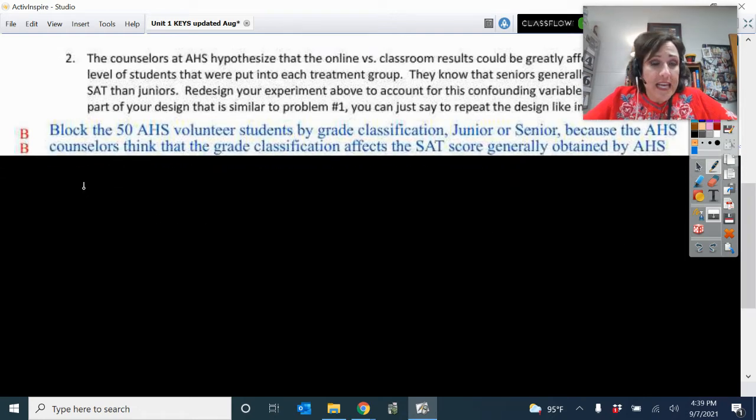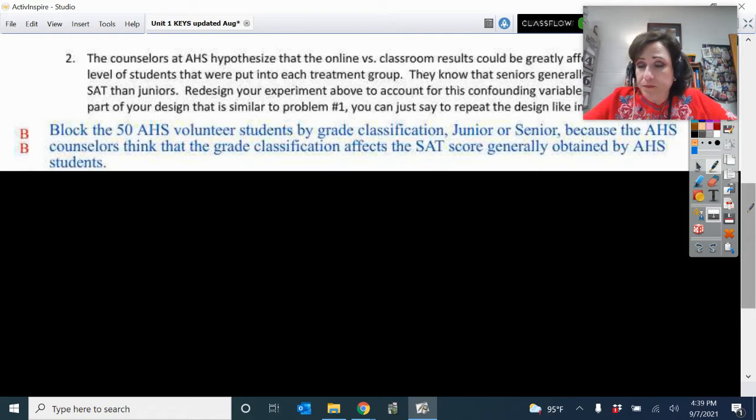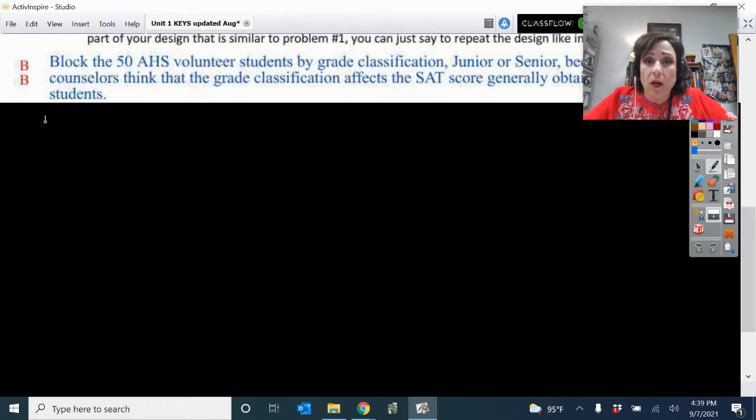So we're going to start this off by saying block the 50 AHS volunteer students by grade classification, junior or senior. Specifically state how you're blocking them. Don't just say block by grade classification, junior or senior, because the AHS counselor thinks the grade classification affects the response, or don't say because we think that the grade classification affects the SAT score generally obtained by AHS students. So now, then we're going to SRAP Me Capped in one of those blocks.